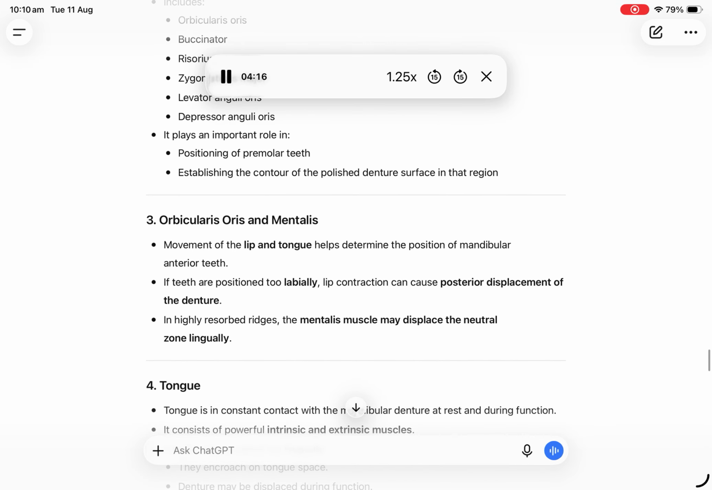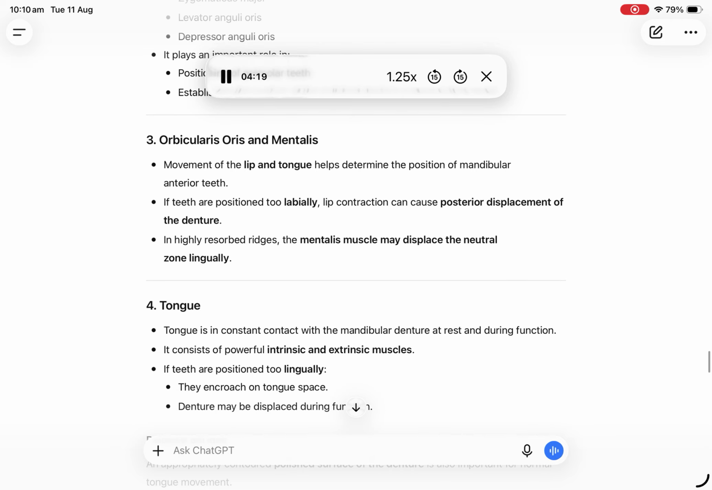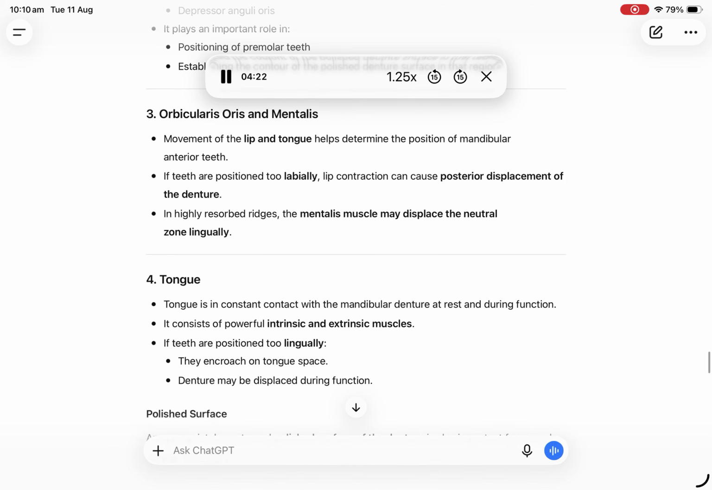Movement of the lip and tongue helps determine the position of mandibular anterior teeth. If teeth are positioned too labially, lip contraction can cause posterior displacement of the denture. In highly resorbed ridges, the mentalis muscle may displace the neutral zone lingually.